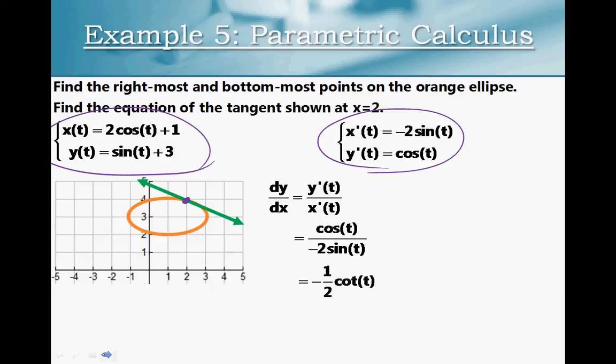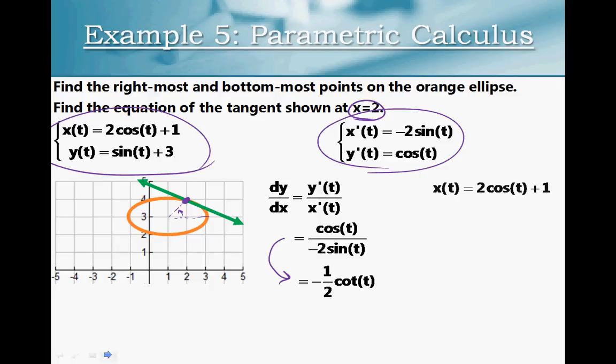If you want to use some very simple trig identities on here, remember that cosine divided by sine is cotangent. So we could think of this slope at any point on this ellipse being described by the function negative 1/2 cotangent of t. So now all we need is the time at which, so whatever this angle is, the time at which we're at this particular point on our ellipse, the point at which x equals 2.